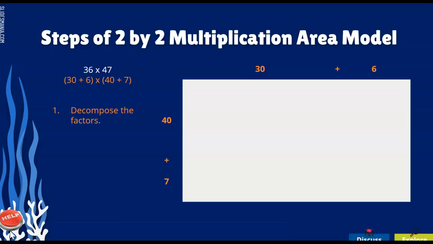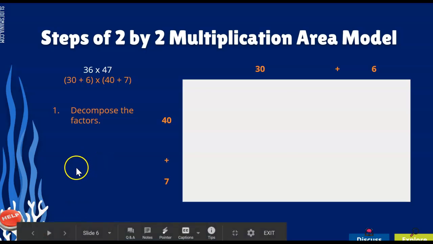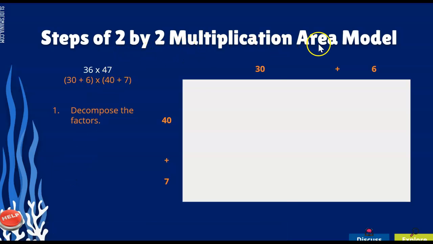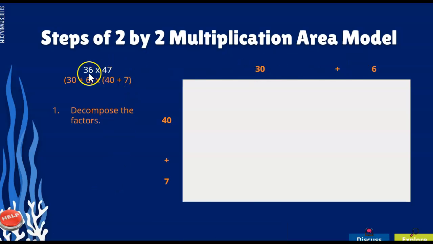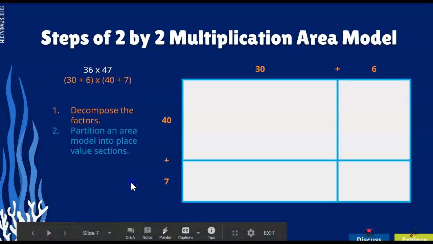So the next few slides are here to get us thinking a little bit more about the area model. We're going to examine the area model a bit more and go through the steps of the 2 by 2 multiplication area model. The number we're dealing with is 36 times 47. First, of course, we decompose those numbers. The 36 has been decomposed to 30 plus 6, and the 47 has been decomposed to 40 plus 7.